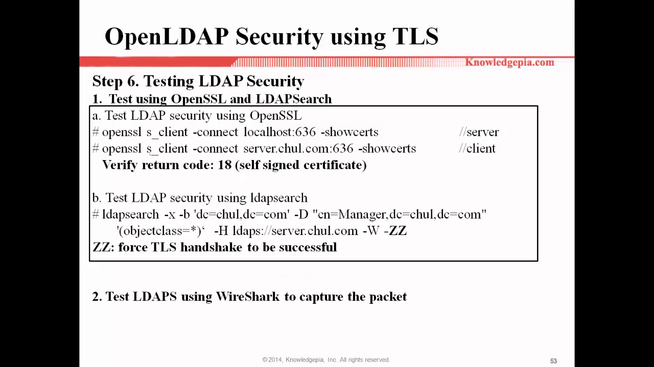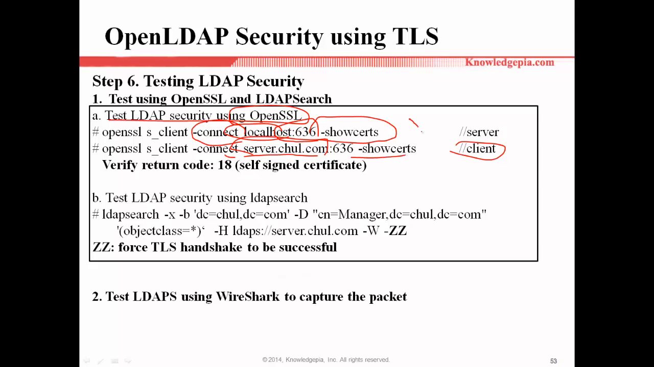Testing. For the testing here, I will use three kinds of things. First one, OpenSSL. In the server system, please use this command: openssl s_client -connect localhost, and I already told you the port number, 636, and -showcerts. If you are in the client system, then only change this one, the server host name, and showcerts.